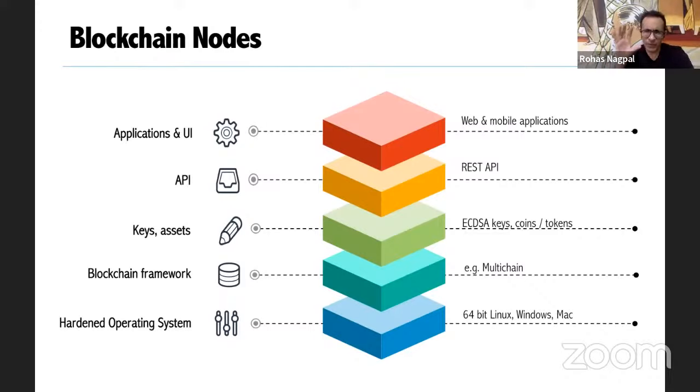Now let's try to understand when we talk about a blockchain node, conceptually, what does it really have? So at the base, we are going to have an operating system. Many people think a blockchain has its own operating system. No, Ethereum is not an operating system, nor is Bitcoin, nor is multi-chain, none of them are. They need an operating system on top of which they are going to be installed like another software, right? So we say that this operating system should be hardened.